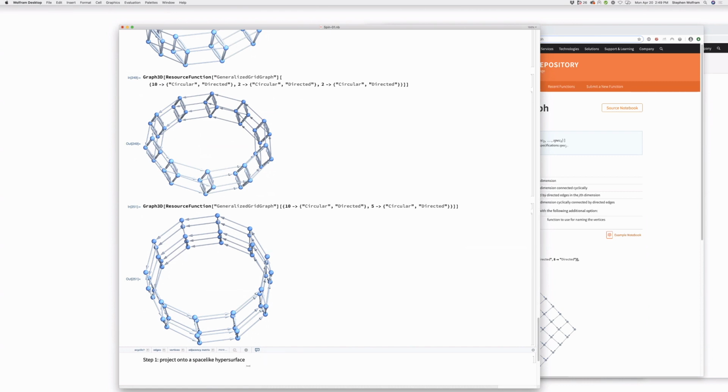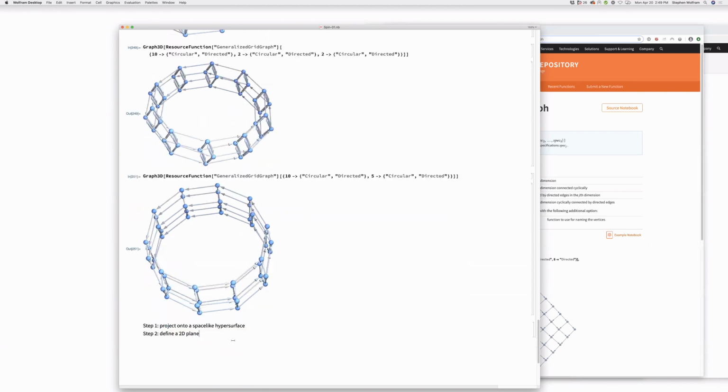Well, okay, all right, so let's go back to this here. Project onto a space-like hypersurface. Then you say we need to define a 2D plane. I haven't completely understood that. You're saying that's what we need to define the rotation. Is that the point? Yep. Yeah. Okay, so if I remember correctly, things rotate relative to planes.